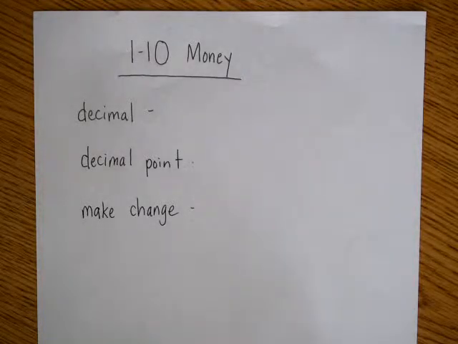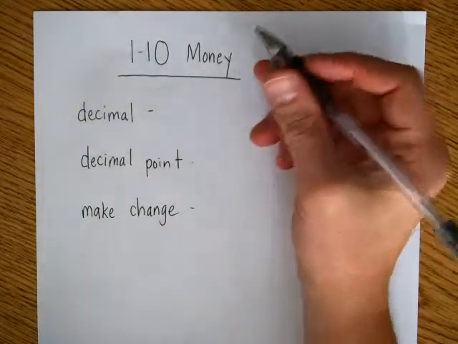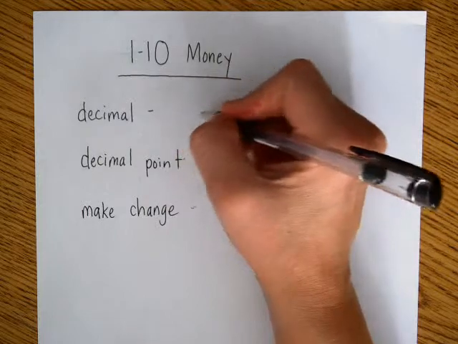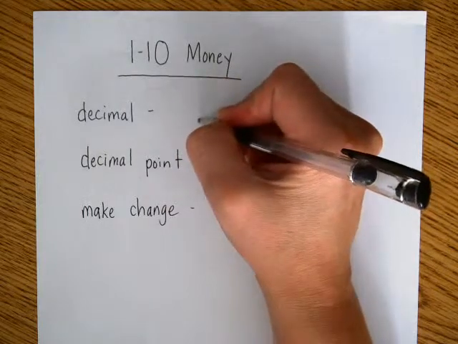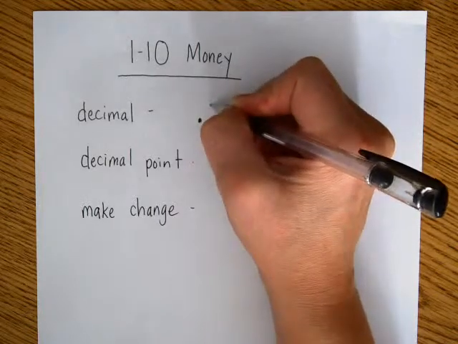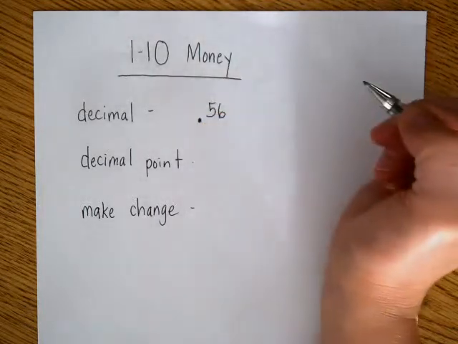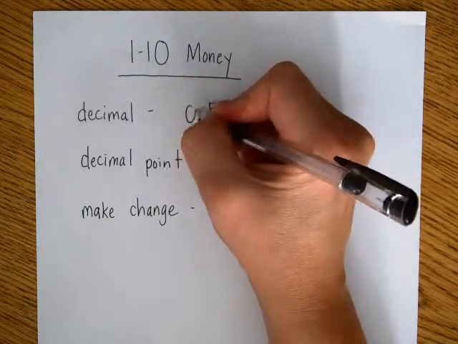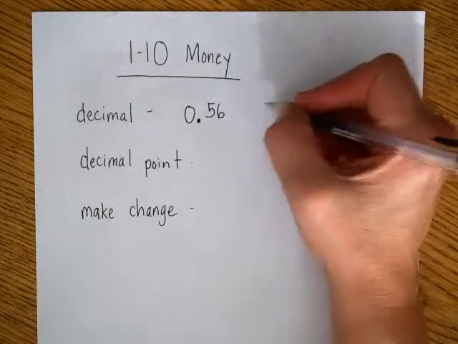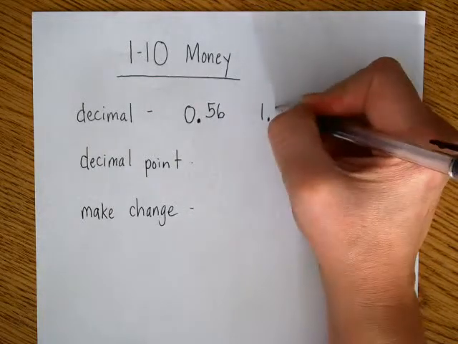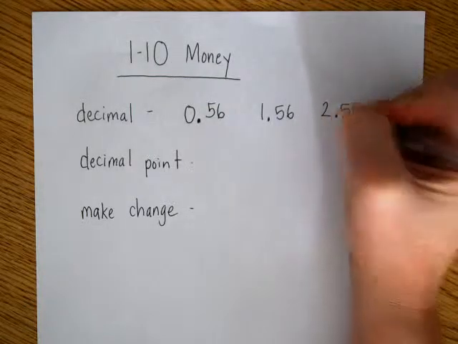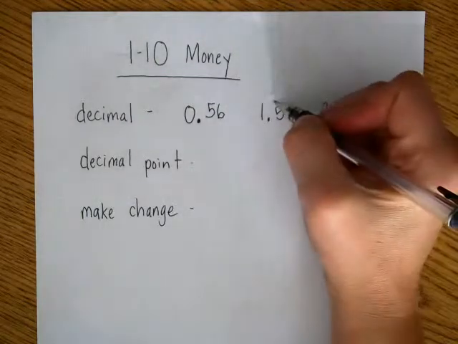The first one is decimal. A decimal is a number, usually, when we talk about it in third grade, where we have a decimal point that we can see. So let's say 0.56. That's a decimal, and it would begin with a 0 in this case. Or we could also say 1.56, 2.56. Those are all decimal numbers. We can see the decimal point in the numbers.